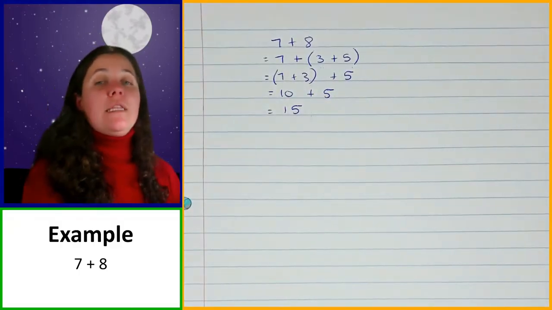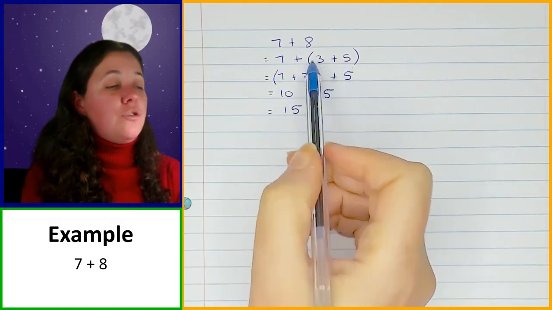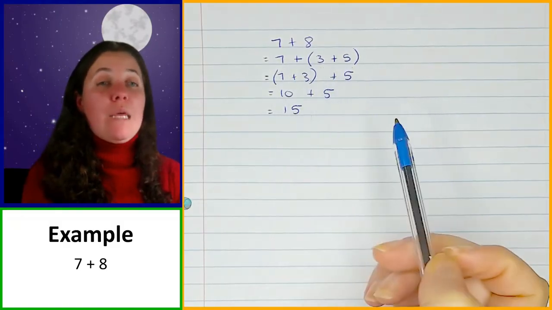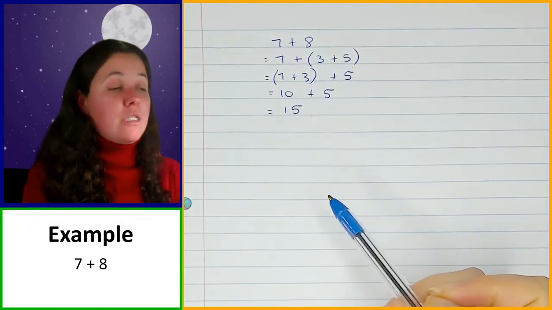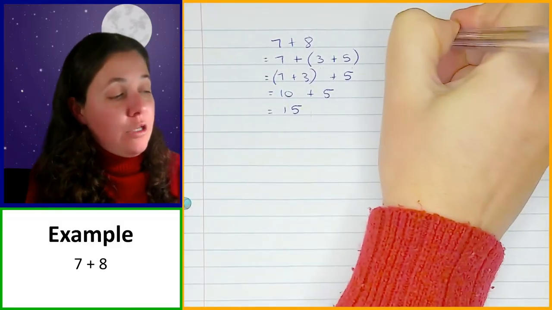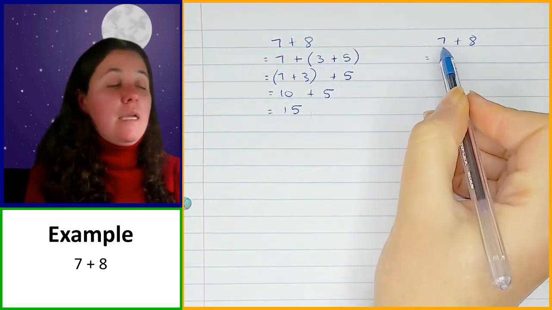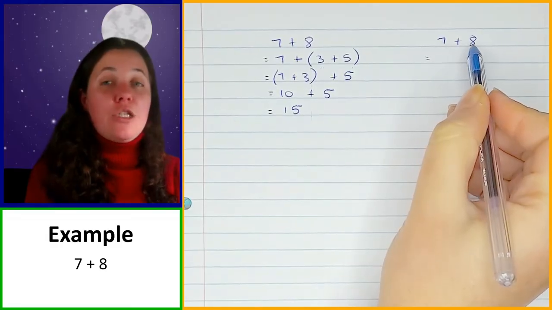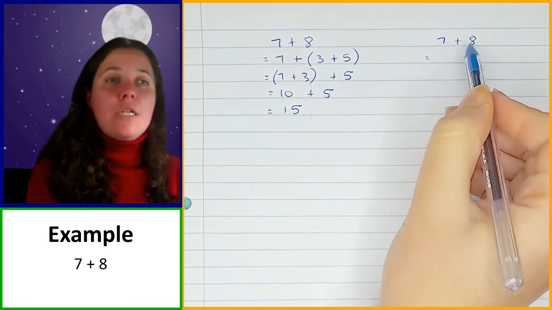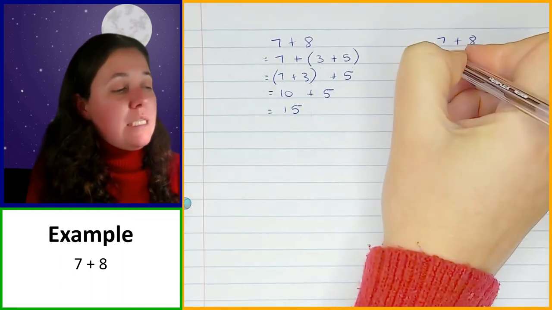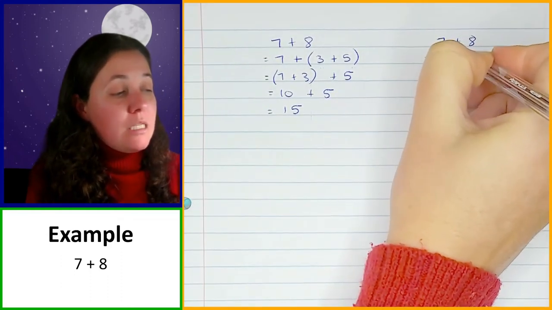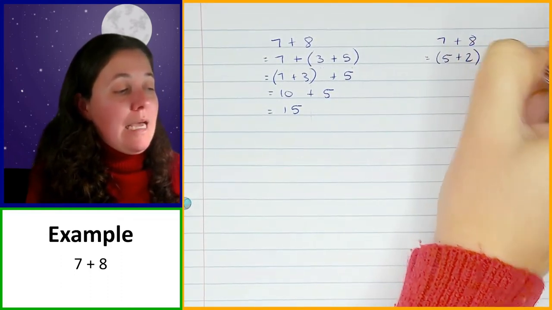So here I was using the associative property to regroup this in a way that would help me to actually be able to work it out. I could also have done it like this. I could have said 7 plus 8, and I could have split the 7 up and said, what do I need to add to 8 to get 10? I need to add 2 to 8, so I'm going to split the 7 up into 5 plus 2, and then add the 8.